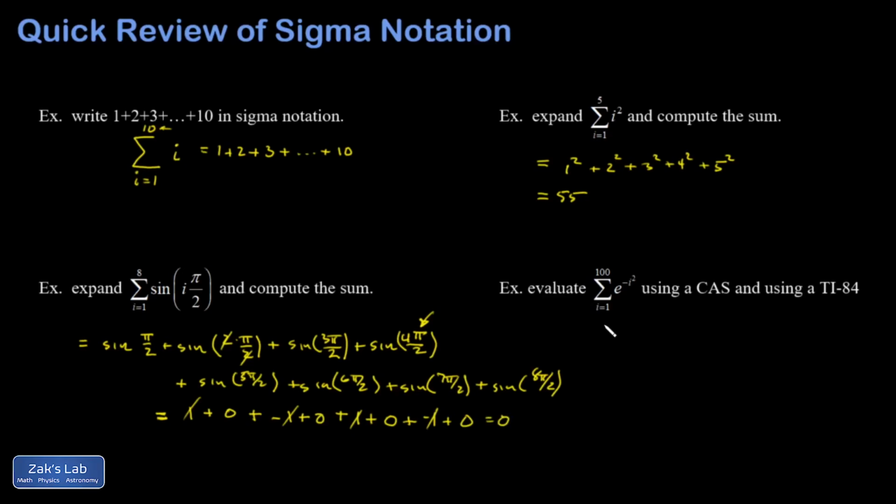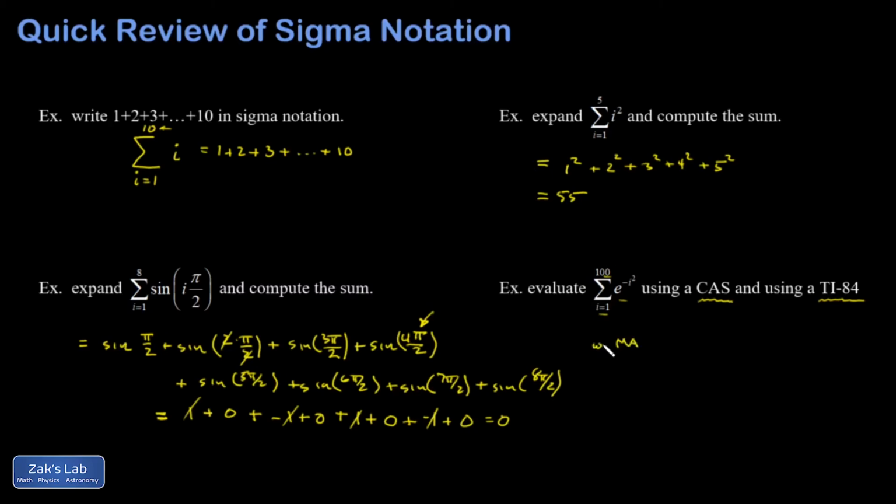Finally, and this is a really important skill when we're approximating integrals with Riemann sums and trapezoid sums, you need to be able to use a computer algebra system, or at the very least a TI-84 or equivalent calculator to compute sums. So I have the sum as i goes from 1 to 100 of e to the negative i squared. And what I'm hoping for here is a decimal approximation. And I'm going to use a computer algebra system for this.